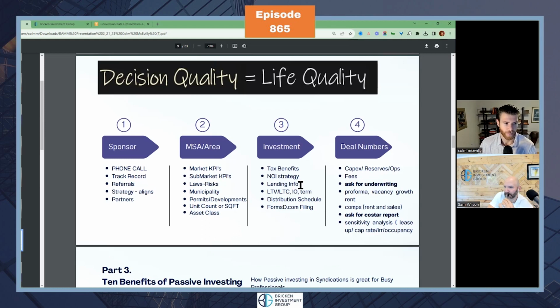So just knowing what your lending info is, what your LTV, LTC, and when the interest-only term ends, and how that affects the increase of the mortgage on a monthly level when you're no longer interest-only, if that's what the structure is, and understanding the distribution schedule. I don't personally care if I get one check a quarter or one check a month.